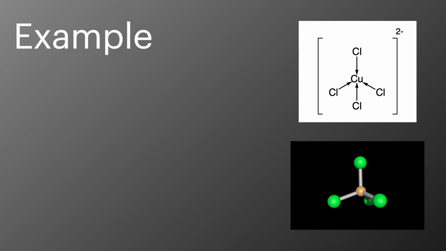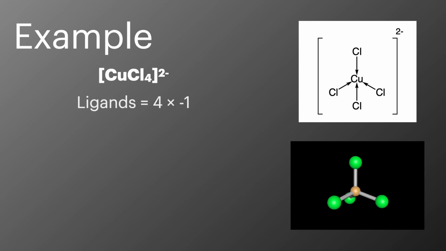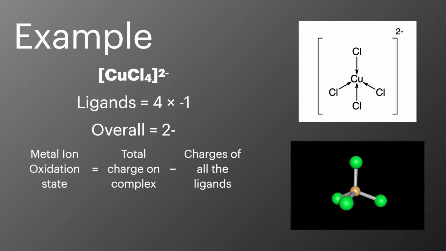On a slightly more complicated example, we'll look at this copper complex with 4 chloride ligands. Now we know that chloride ligand has a -1 charge. We've got 4 of them, so overall that would be -4. The overall charge on the complex, we can read off the formula, is 2-, and we use the equation we used on the last step to calculate that the metal ion has a charge of 2+.